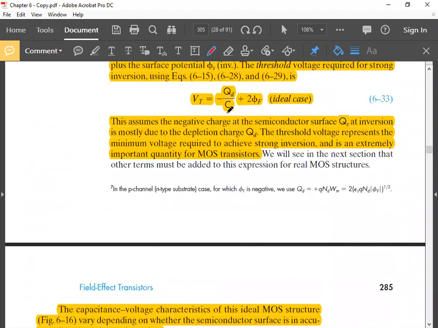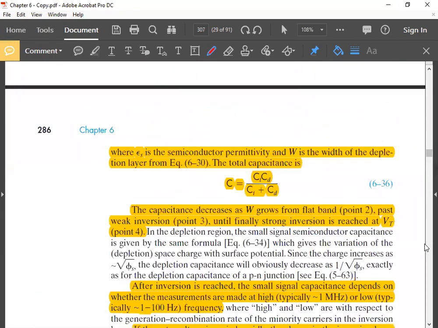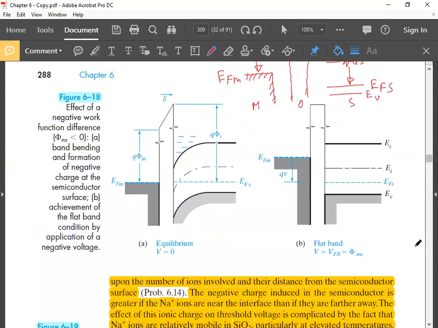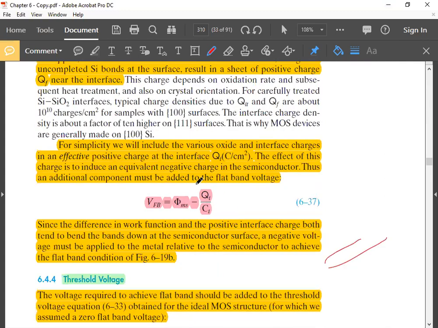This expression gives the threshold voltage in the real case, in the practical case. So threshold voltage will have four components. One component is required to create the depletion layer. One component is required to achieve a strong inversion, twice phi f. Another component is required to make the bands flat because of work function difference. And another component is required to compensate the effect of interface charge. Understood? Okay. Any question?